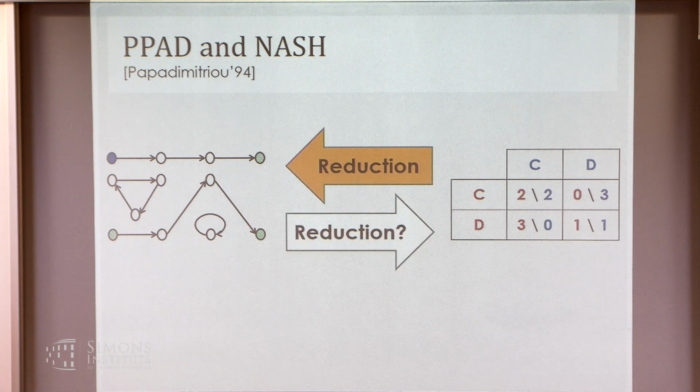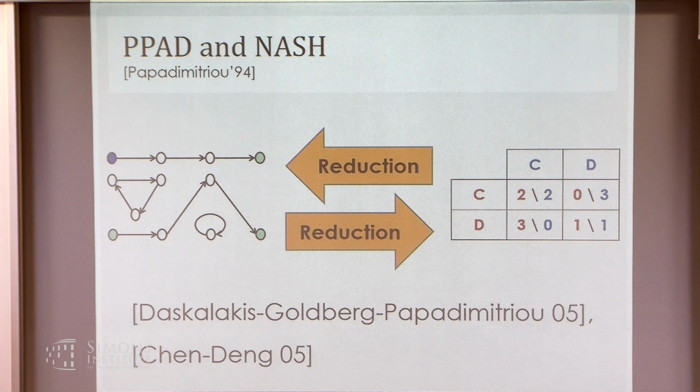And the big open question from '94 was whether the problem of finding a Nash equilibrium is complete in this class, whether there's a reduction in the other way. And this was resolved in the beautiful work of Daskalakis et al. and then Chen and Deng, who showed a reduction in the other direction. So actually finding a Nash equilibrium is complete for this complexity class.